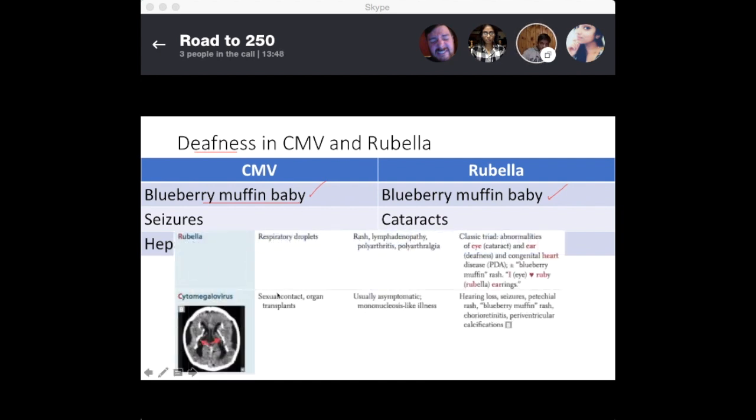And this is from the TORCH infections section of First Aid. Again, you get respiratory droplets for rubella. This is what mom would see: rash, lymphadenopathy. And then the classic triad is cataracts, deafness, and congenital heart disease. While for cytomegalovirus, you'd see the same kind of topics or symptoms in a question.